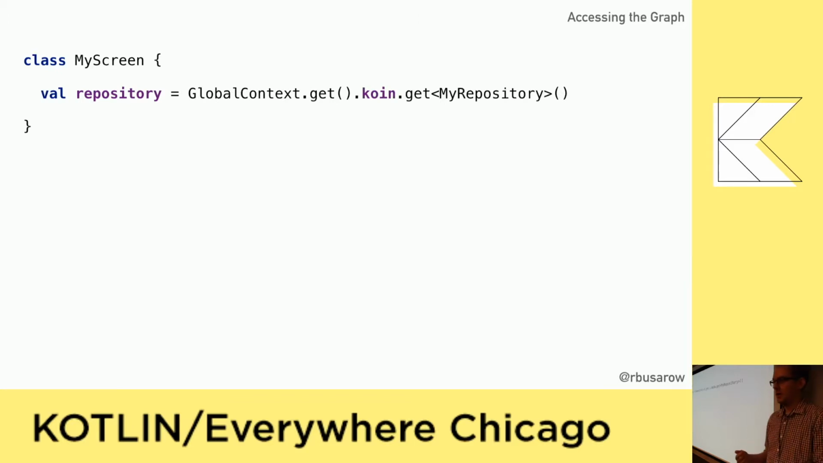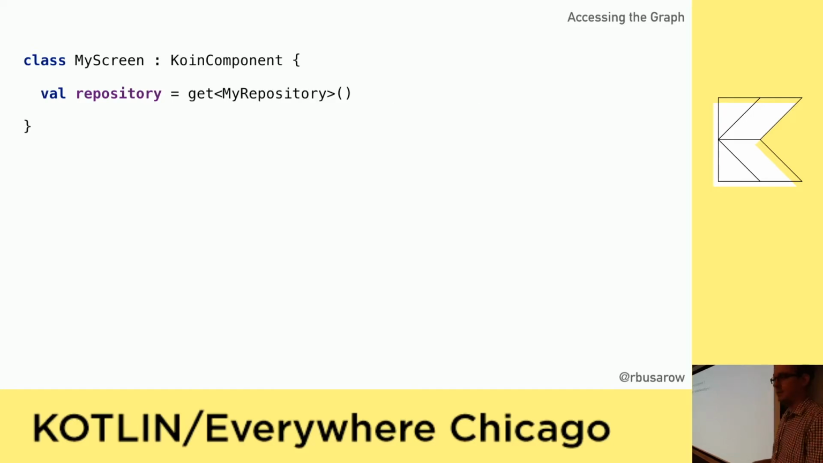This would work. This is referencing that global context singleton. We're calling get, which gets you the Koin application, and then accessing the Koin instance, and then calling get, which gets you the repository. But this is really gross, and you're not going to keep on doing that. But what you can do is use a marker interface that Arnaud Giuliani, the author of Koin, wrote. If you just add something with Koin components, it has extension functions for convenience to get you that Koin instance, so you don't need to go through all that boilerplate.